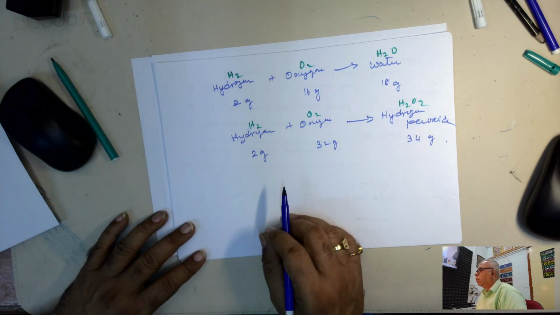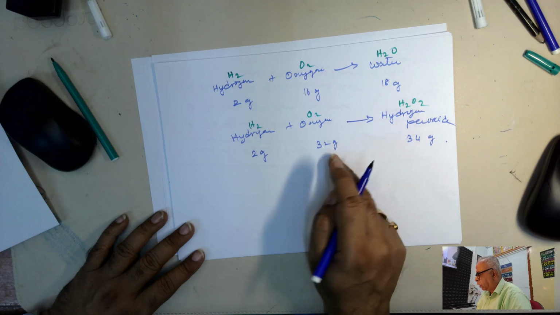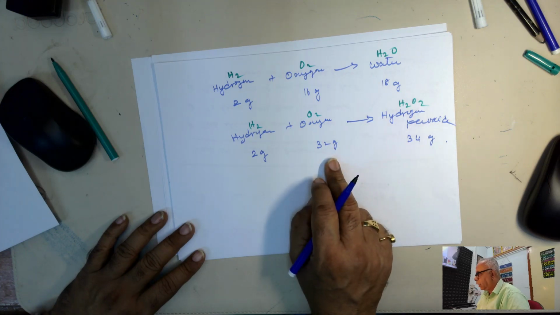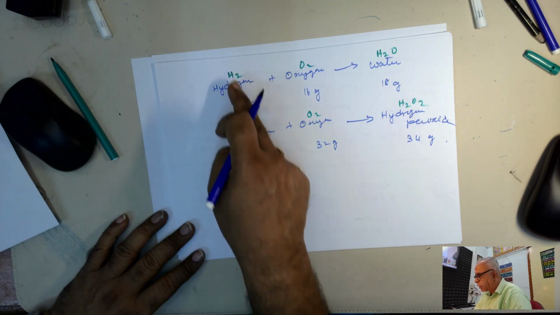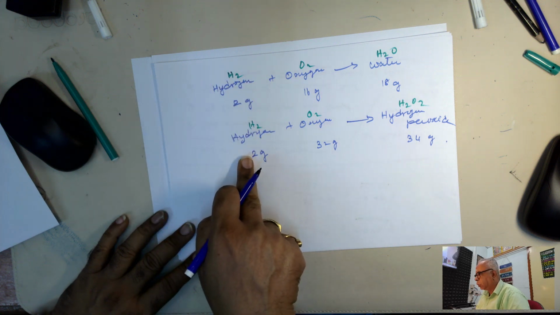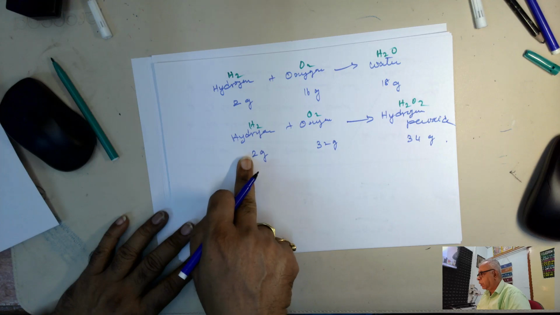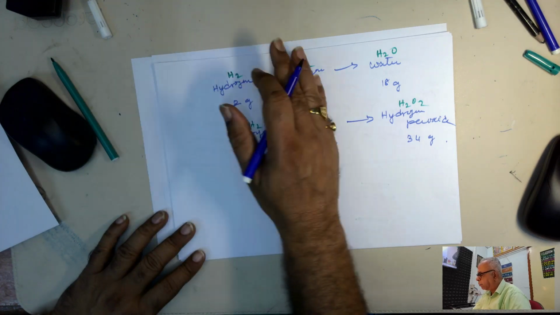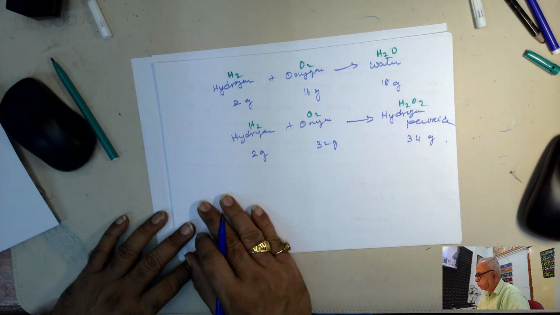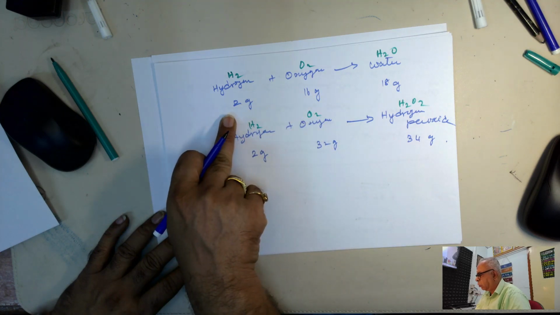Okay. So the mass of oxygen, that is here 16 gram and here 32 gram, combined with the fixed mass of 2 grams of hydrogen. Is it not? In both the cases, they are 2 grams. Okay. But they have a simple ratio. In this case, 16 is to how much?